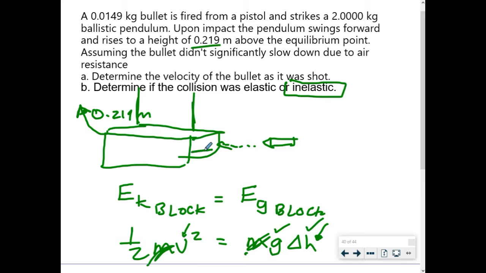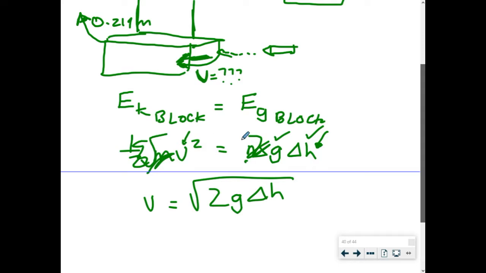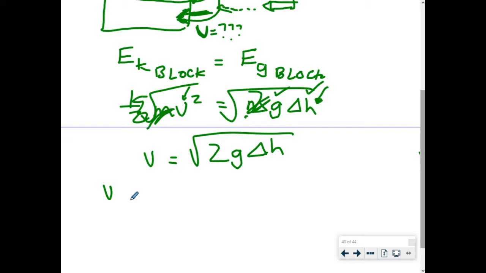What I'm saying is that after this thing collided, what we're really solving for is this velocity right after impact. That's what we're now solving for. So I'm just going to mathematically rearrange for v. v would be equal to the square root of 2 times g times delta h. I'm going to take the 2, bring it over here, and square root both sides. But I want to be really specific. This is the velocity, not of the bullet, but of the block after impact.